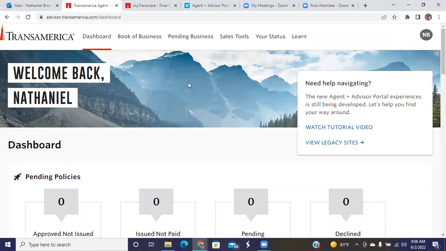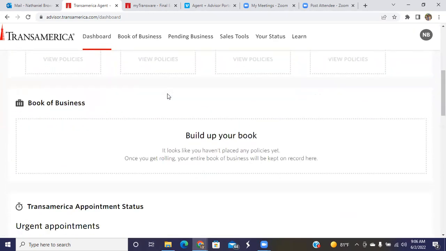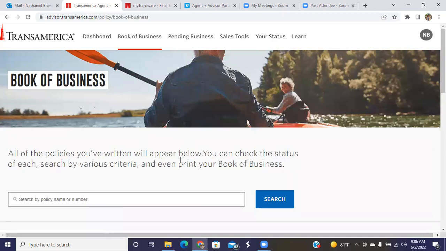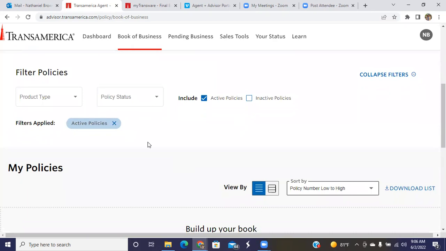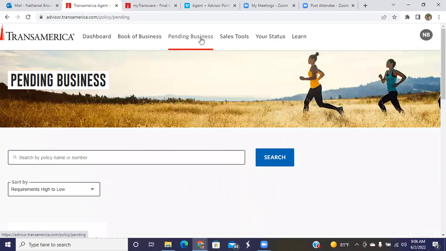Once you log in, you have to register first, with your name, email, and phone number. Then you have access. The dashboard is pretty cool. It goes over if you have any pending policies or book of business. You can look at that real quickly. You can search policies, including active and inactive policies. Pending business: if there's something you wrote but it's not quite approved yet, you can go check on it.